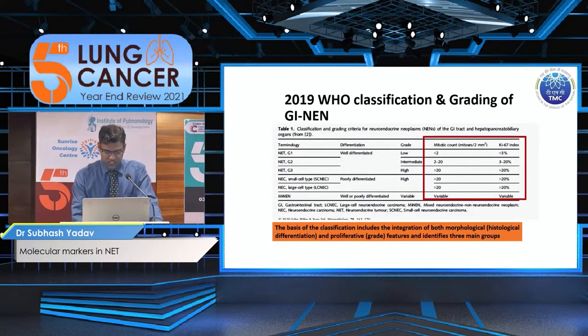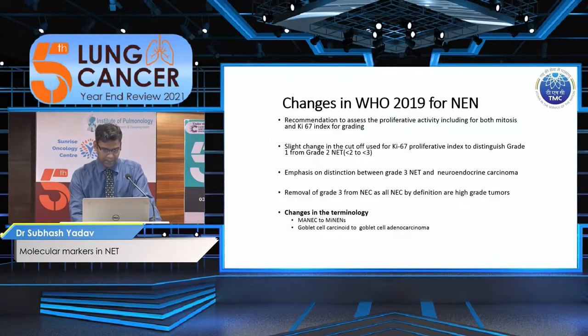Similarly, when we come to gastropancreatic, again the classification is based on morphology, the mitotic count, and the Ki67. As we see, grade 1 has less than 2 mitoses, MIB1 labeling index, and so on. The carcinomas are now classified as those which have more than 20 mitoses, more than 20 MIB, and a poorly differentiated morphology, be it a large cell or a small cell carcinoma. Thus it involves integration of both the morphology as well as the proliferative index for classification.